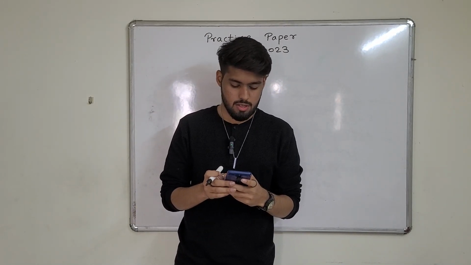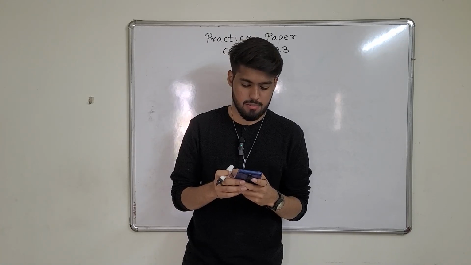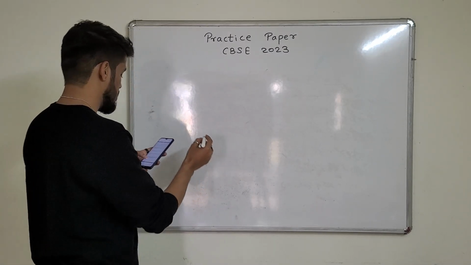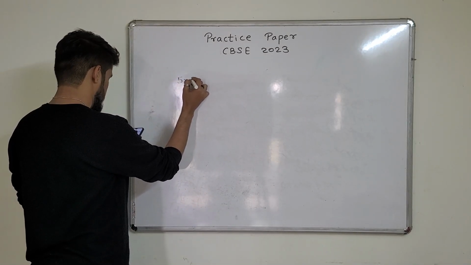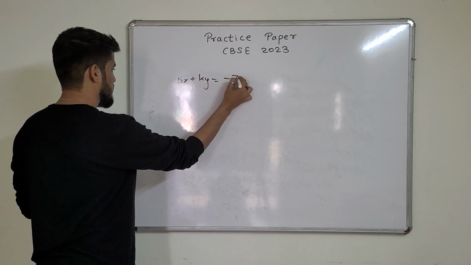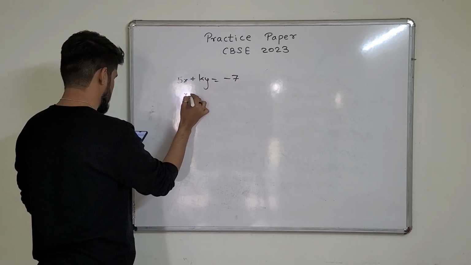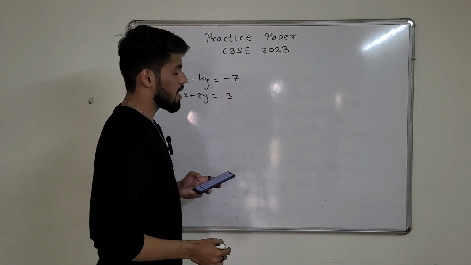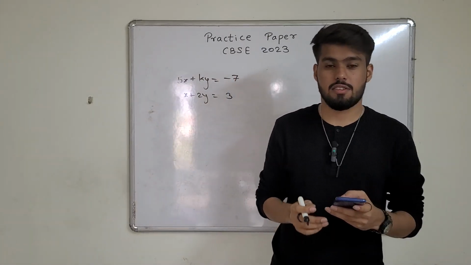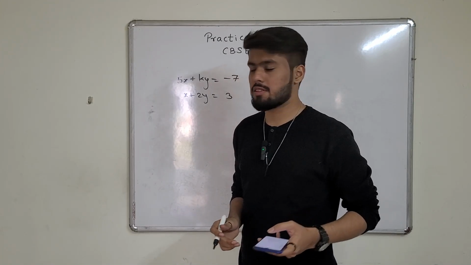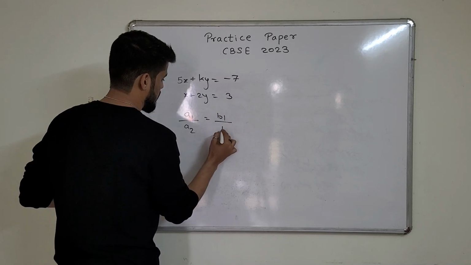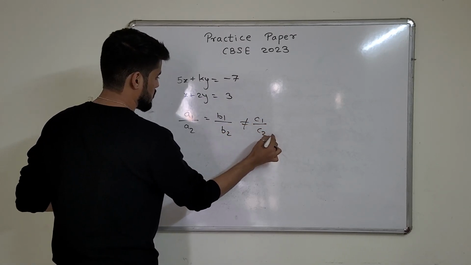Okay, so let's go for the next question. That is the 12th question. The value of k, if the given system of equations 5x plus ky equals -7 and x plus 2y equals 3 is inconsistent. यहाँ पे दिया है कि ये जो दो equations हैं, these are inconsistent equations. So we know the condition for inconsistent equations, that is a1 upon a2 equals b1 upon b2 not equals c1 upon c2, right?